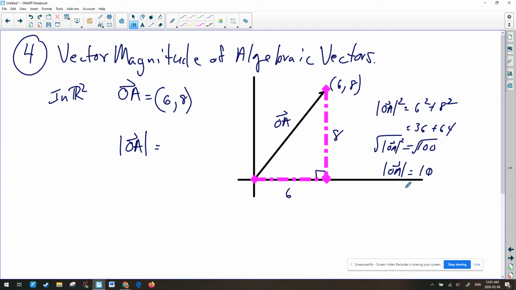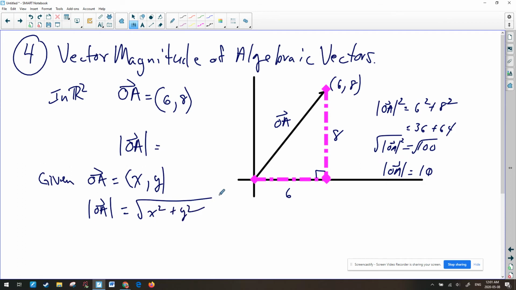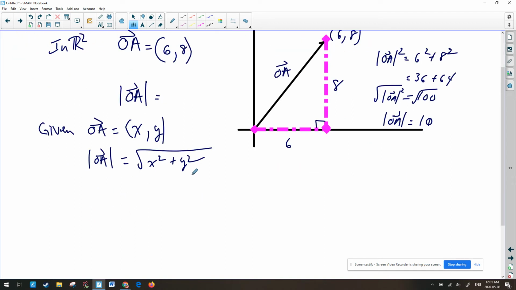So it's 10. Lovely. And so in general, if we are generalizing these things, we would say that given a vector OA with the coordinates x and then y, the magnitude of OA is equal to the root of x squared plus y squared. Okay, it is Pythagorean theorem. It's nothing more sophisticated than that. Lovely. Let's extend this into R3.